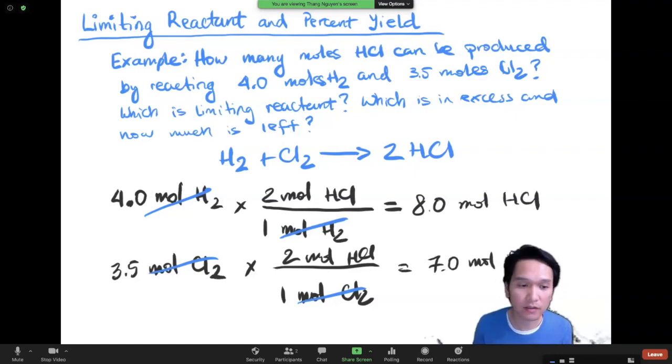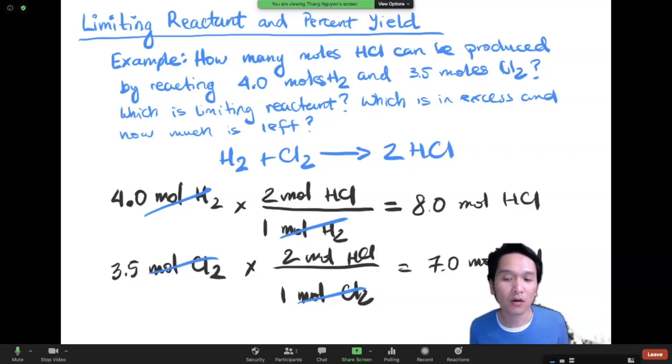Doing our calculation, we have concluded that we can create 7.0 moles of HCl. So between these two scenarios, which one will limit the amount of product you will have? It's the second one, right? 3.5 Cl2 will only give you 7 moles of HCl, not 8 moles of HCl. So Cl2 is your limiting reactant, and H2 will be your reactant that is in excess.